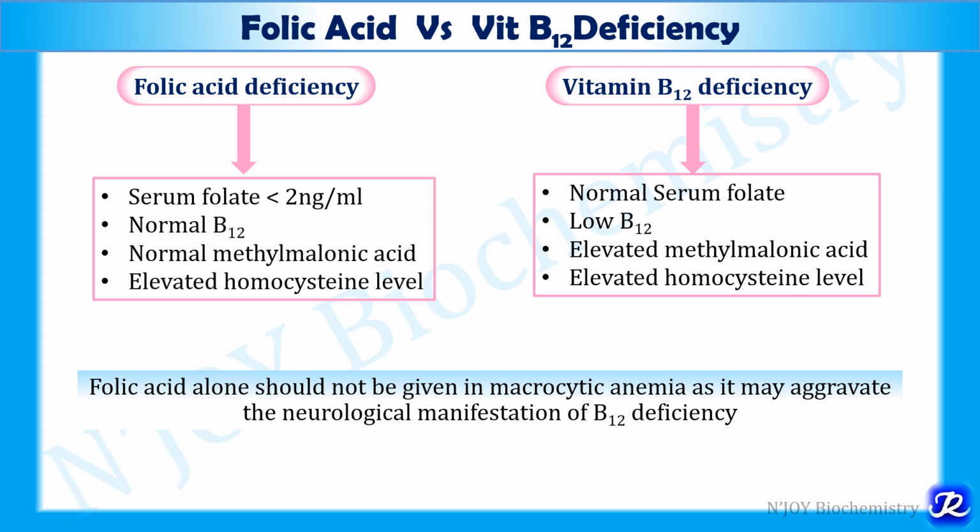Vitamin B12 deficiency, or megaloblastic anemia, is treated by giving the supplements of both folic acid as well as vitamin B12. Vitamin B12 is available in oral as well as injectable form. Folic acid alone should not be given in the macrocytic anemia because it may aggravate the neurological manifestations of vitamin B12 deficiency. So both should be given, both folate as well as vitamin B12.